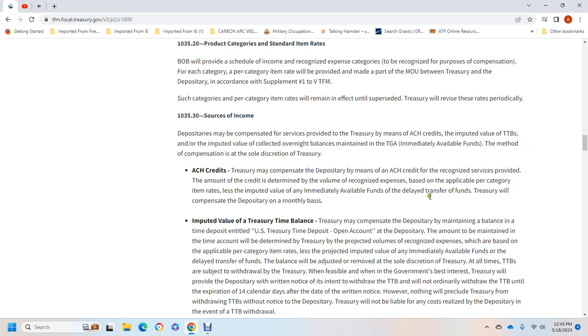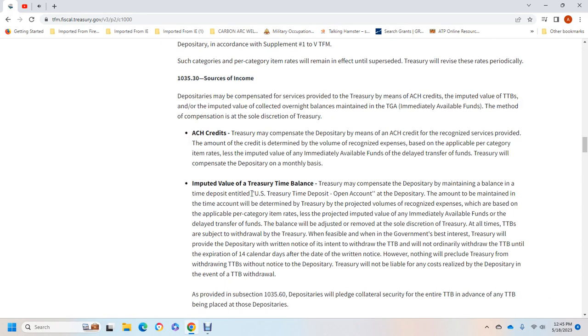Automated clearinghouse credit. Treasury may compensate the depository immediately for the automated clearinghouse credit with a recognized service provided, with the amount of the credit determining the volume of the recognized expense based on the applicable per-category item rates, less imputed value of immediately available funds. Delayed transfer of funds: Treasury will compensate the depository on a monthly basis.